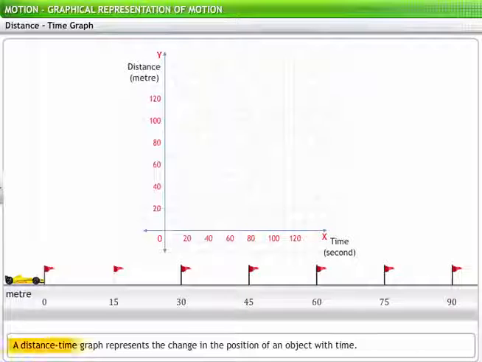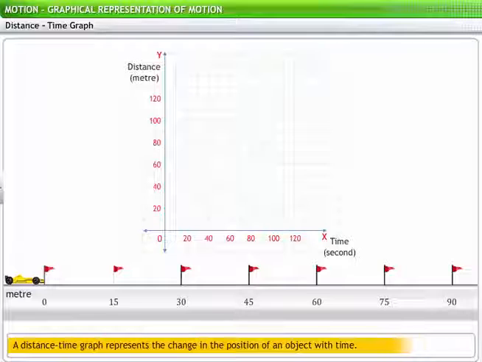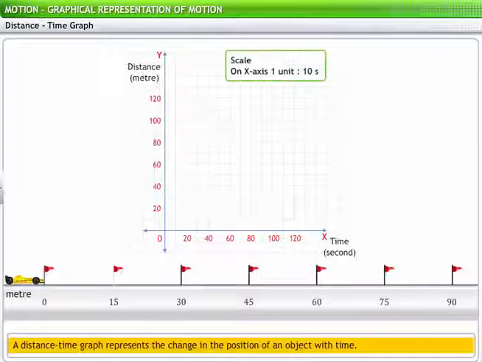A distance-time graph represents the change in the position of an object with time. In such a graph, time is taken along the x-axis and distance is taken along the y-axis. The graph is plotted adopting a convenient scale for the distance and time. For example, you can use a scale of 1:10 on the x-axis for time. A scale of 1:10 means that each unit on the graph represents 10 seconds.